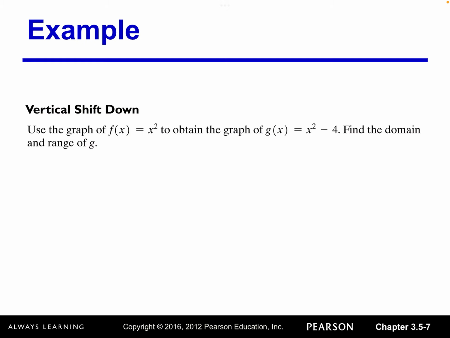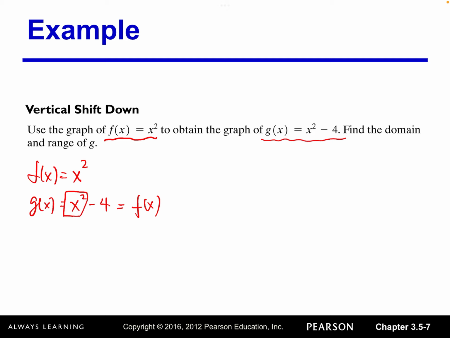All right, so let's try another one. We still use f of x as the original function. f of x equals x squared, and then we try to get a graph of g of x, which is x squared minus 4. All right, so again, we can rewrite x squared minus 4 as f of x minus 4.